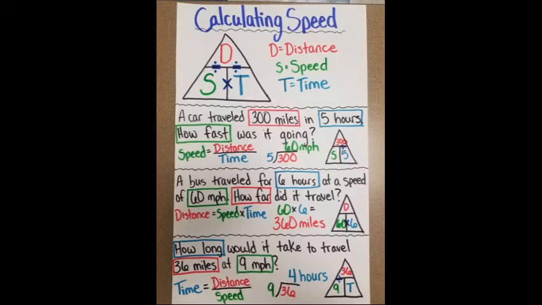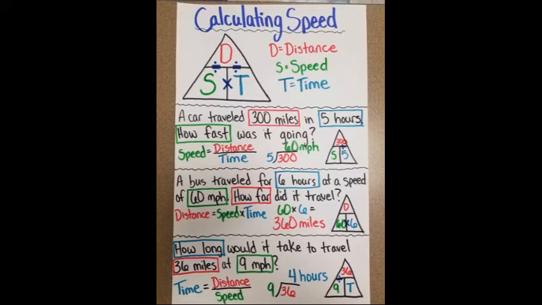Today we are going to be discussing velocity and speed, how they are related, and the difference between the two. We're going to first look at what is speed. Speed is the distance an object travels over a specific time.